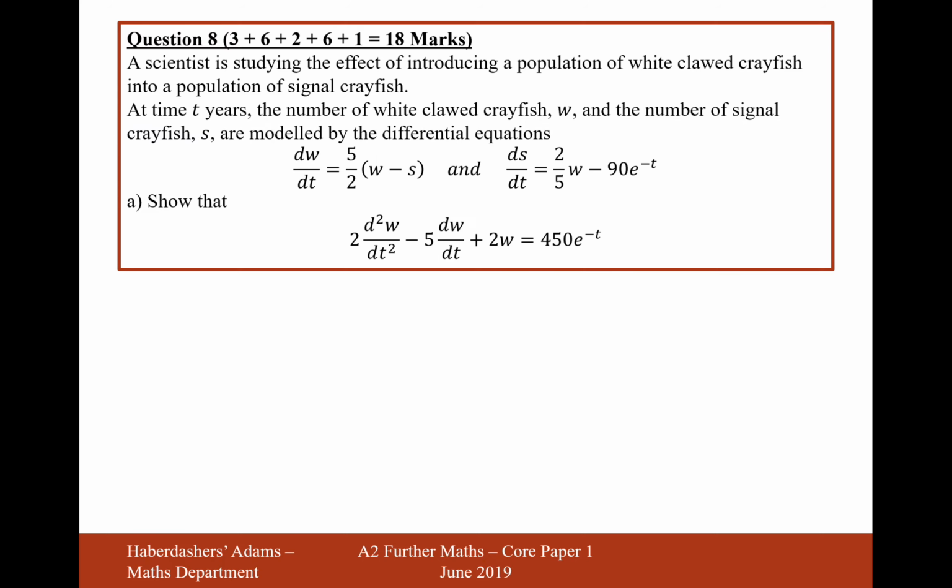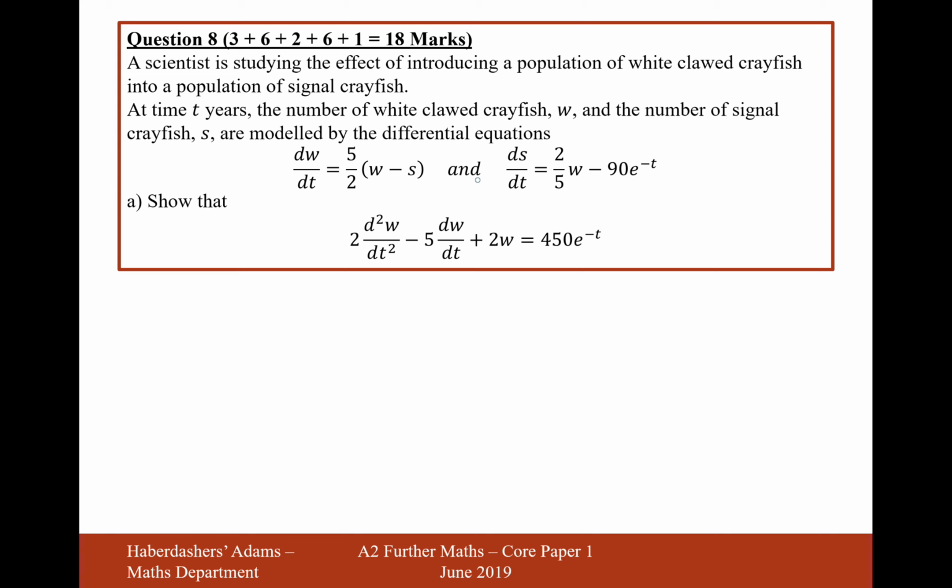Here we're looking at question 8. A scientist is studying the effect of introducing a population of white-clawed crayfish into a population of signal crayfish. At time t years, the number of white-clawed crayfish W and the number of signal crayfish S are modelled by the differential equations. We've got these equations here. Show that this is the differential equation when replaced for W.